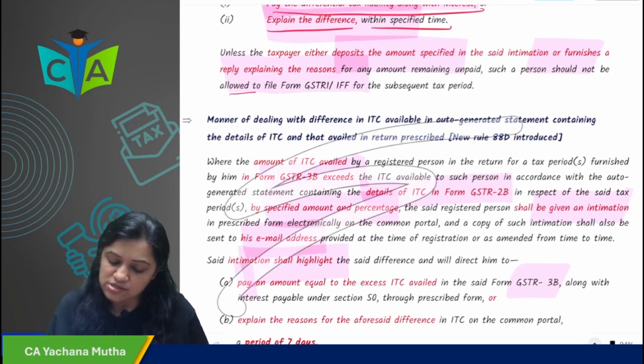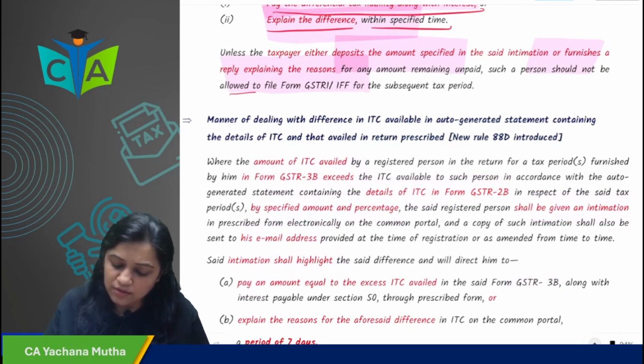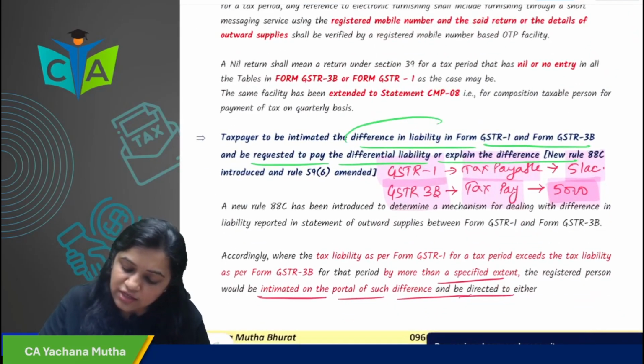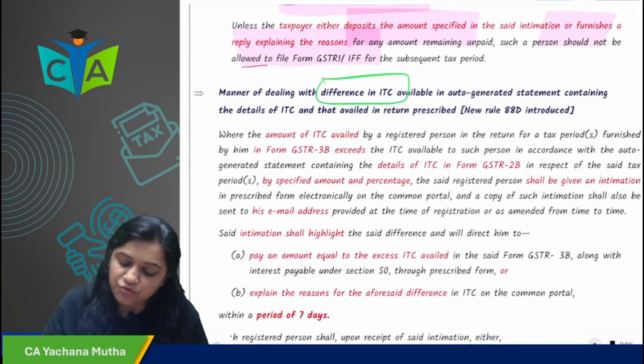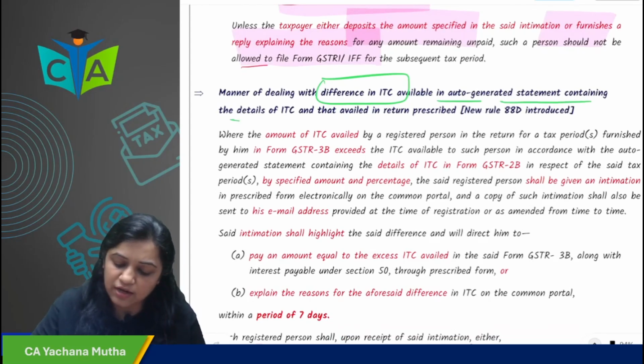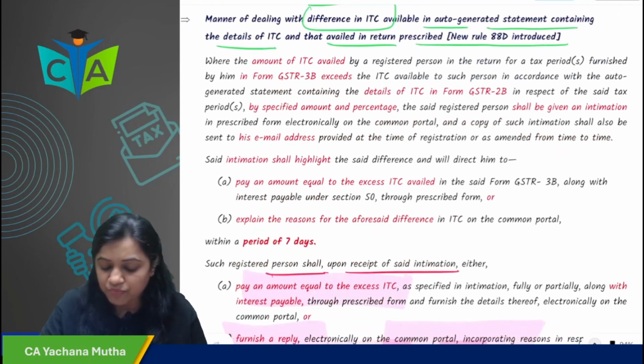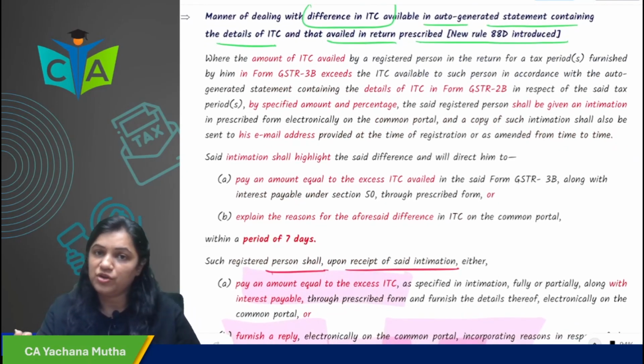Now, the next intimation is under 88D. This is regarding what? Difference in ITC. 88C is regarding difference in tax liability. 88D is regarding difference in ITC as available in the auto-generated statement containing details of ITC and that availed in the return prescribed. So, now there is a difference in ITC.